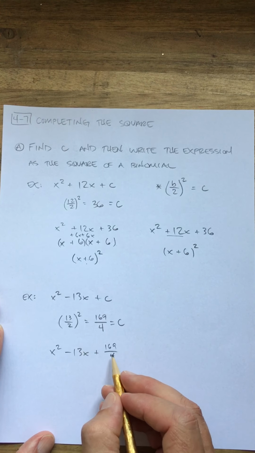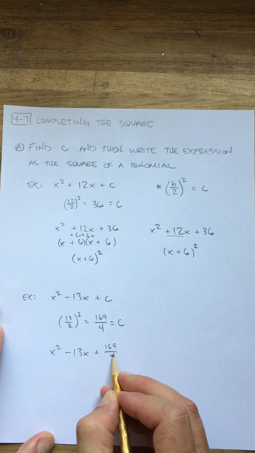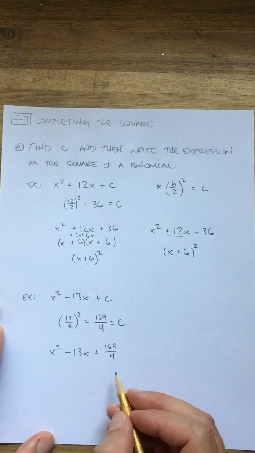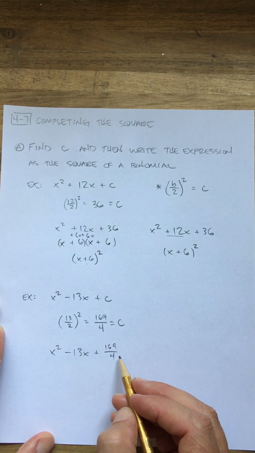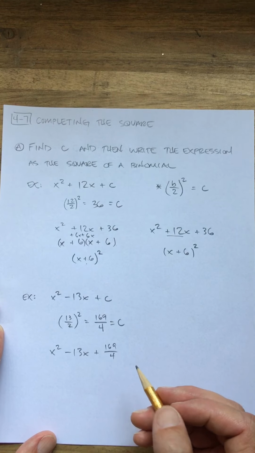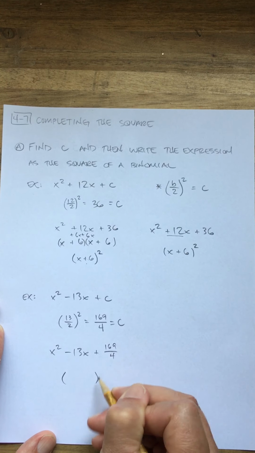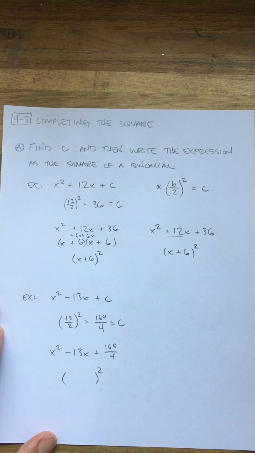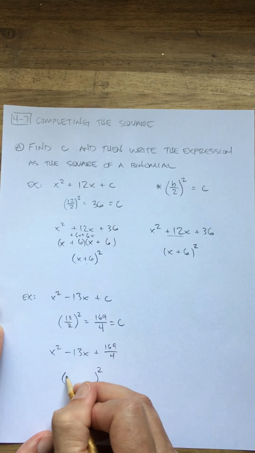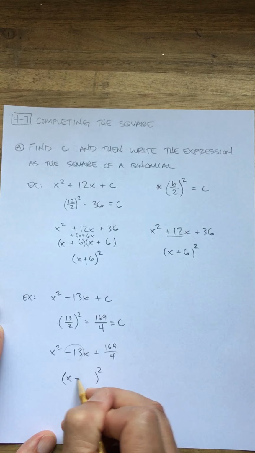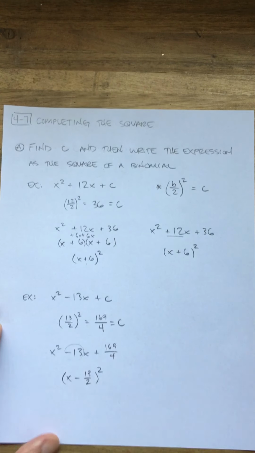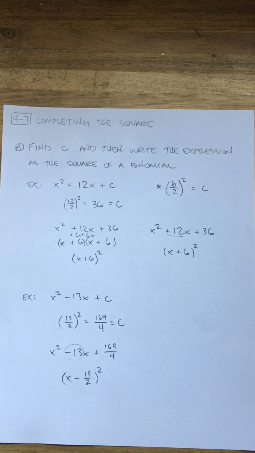Watch. Since we found this value of c, then automatically this becomes a perfect square trinomial. And because it's a perfect square trinomial, it's just going to factor like this. A binomial squared. What goes here automatically? X. What goes here? It's this guy cut in half. So minus 13 over 2. And we're done.